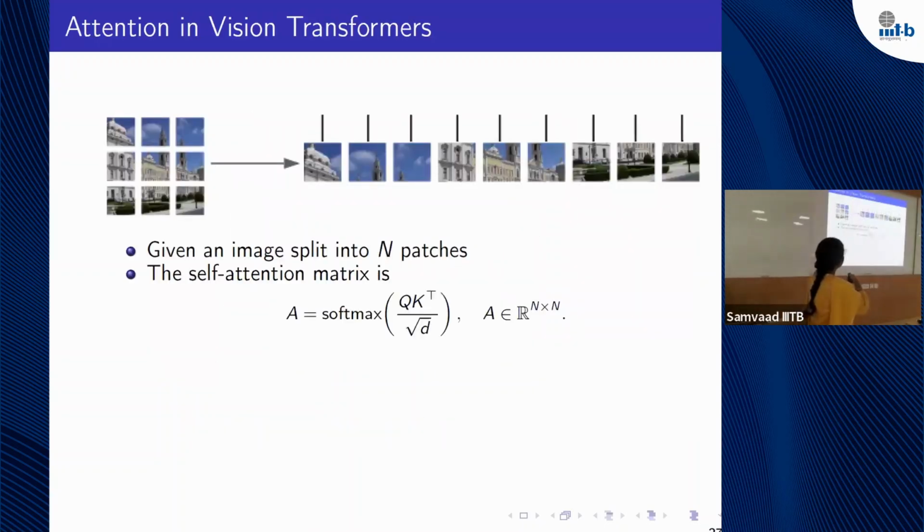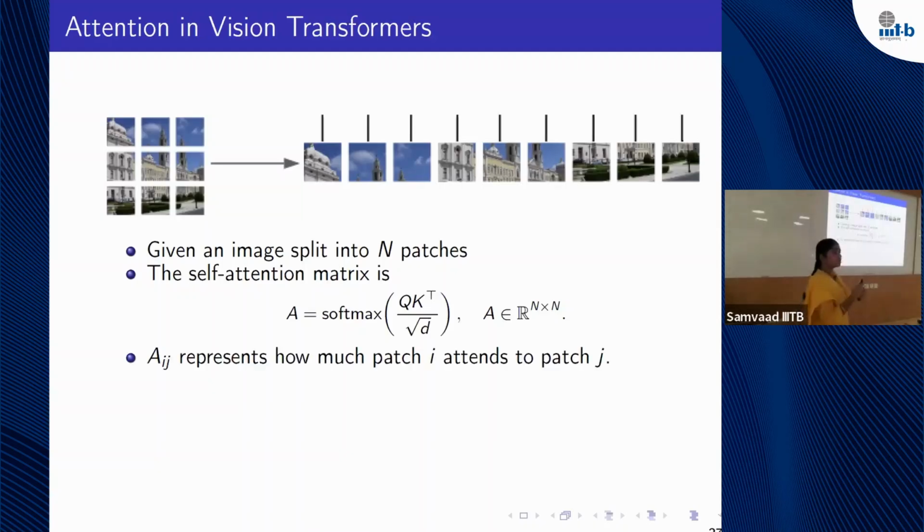That is, you're going to split this image into n patches, and then you find an attention matrix A, which takes this form: softmax of q k transpose by root over d, where the query vector constitutes q, and these are the key values. And you have this attention matrix. So what does Aij represent here? How much attention the ith patch is getting from the jth patch. So that is what Aij represents here.